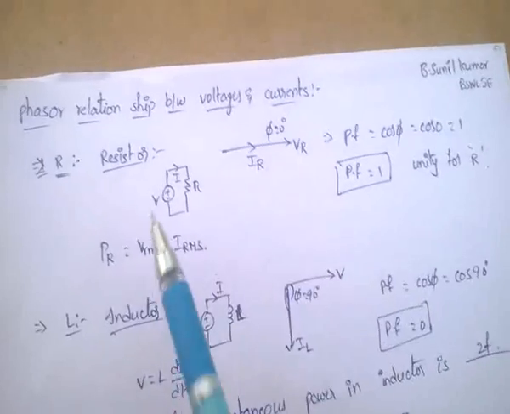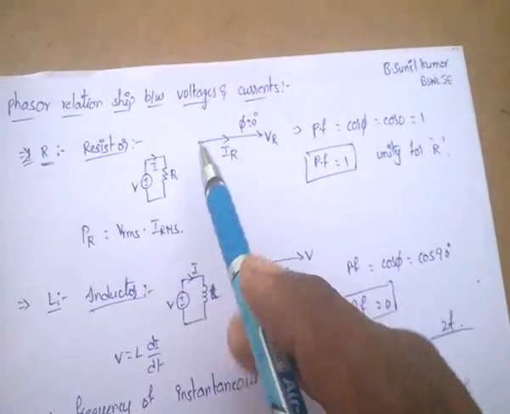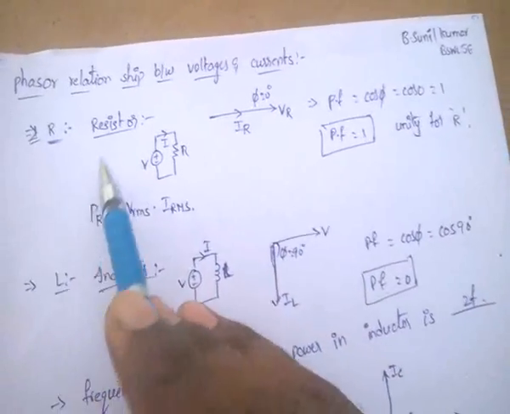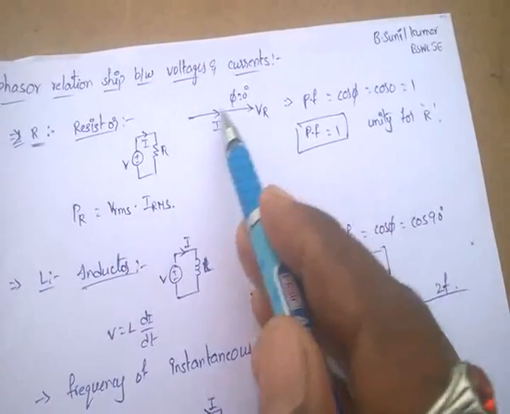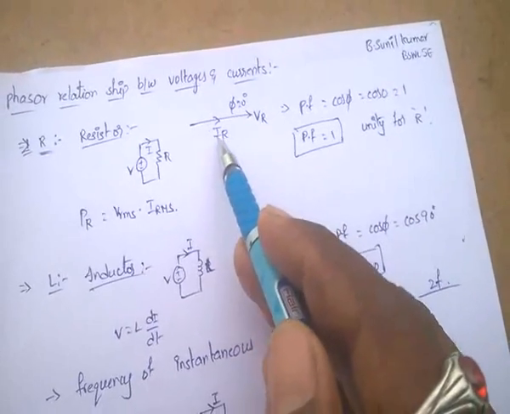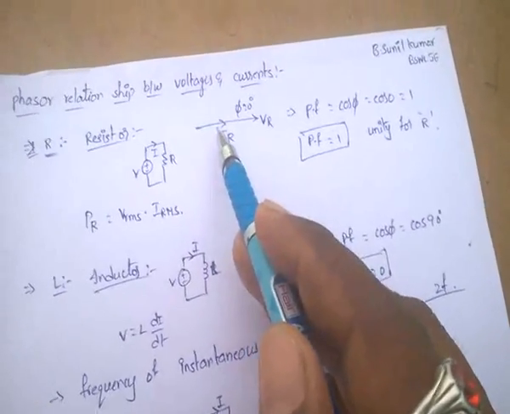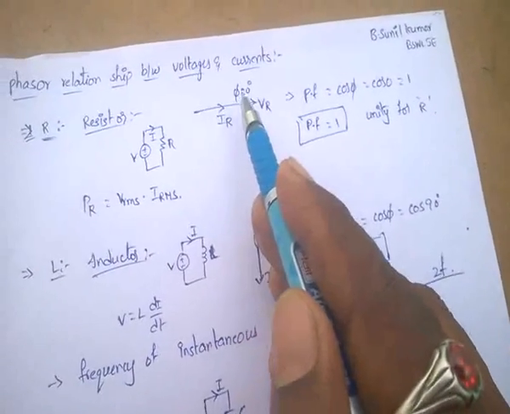Next one, phasor relationship between voltages and currents. In case of a resistor, here the voltage vector, the current I is in phase with the voltage. In case of a resistor, the current is in phase with the voltage, so phi angle equal to 0.